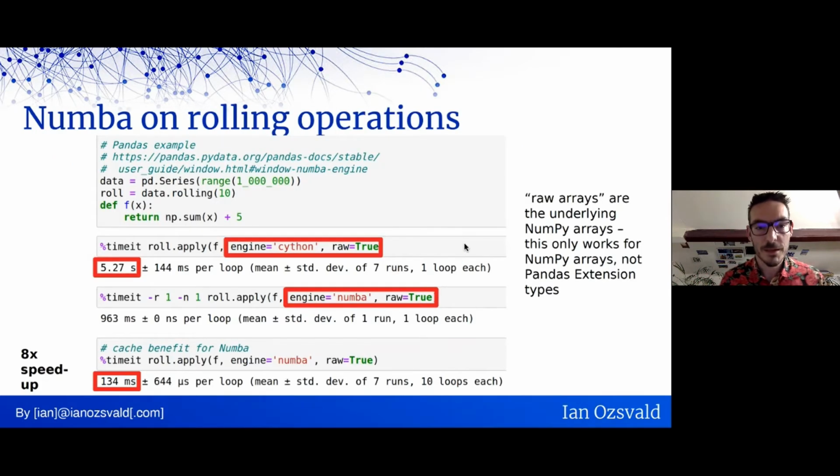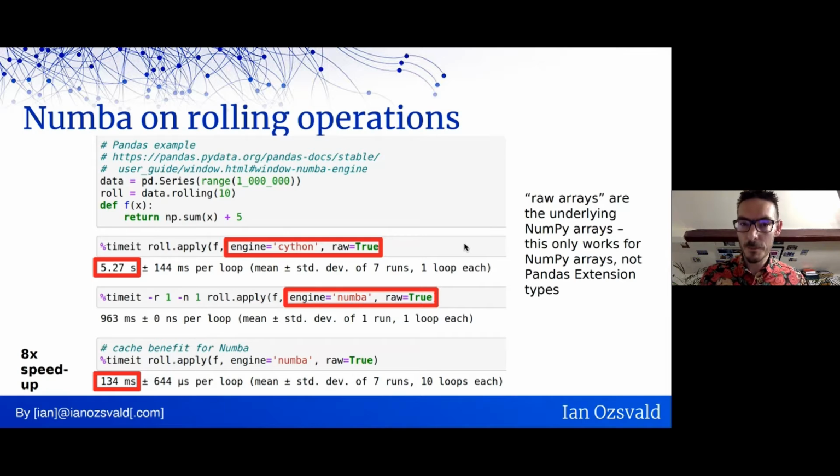Here's an example from the documentation. If I make data a series with 1 million items in it, I make roll, which is a sliding window, 10 items at a time, and I apply a function f on it. In the second cell, I time it with roll.apply, function f on our data, with engine Python, the traditional engine, which will compile to C in the background, guessing the types as best it can. That operation takes 5 seconds, kind of slow. In the next cell, I compile the same thing, but with engine equals numba, and it goes faster, 0.9 seconds. That's brilliant. Numba's a just-in-time compiler.